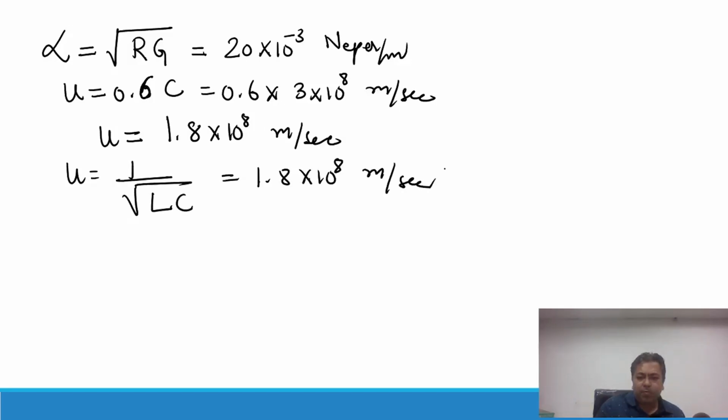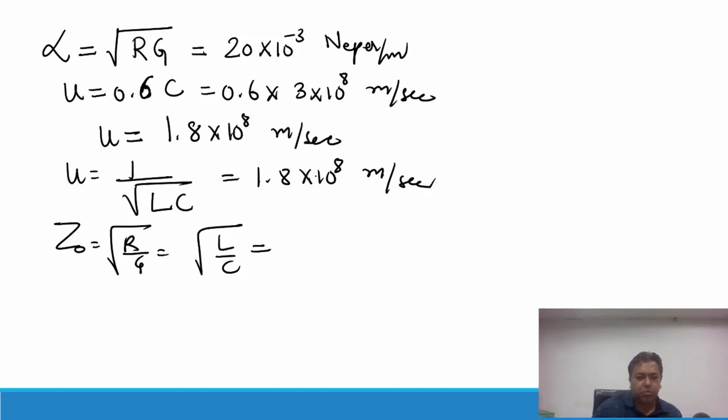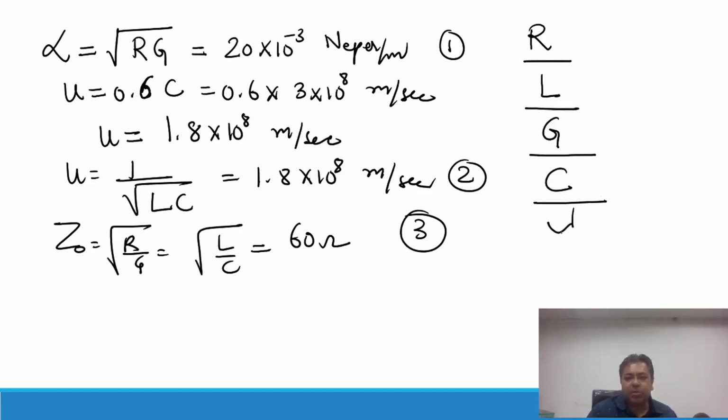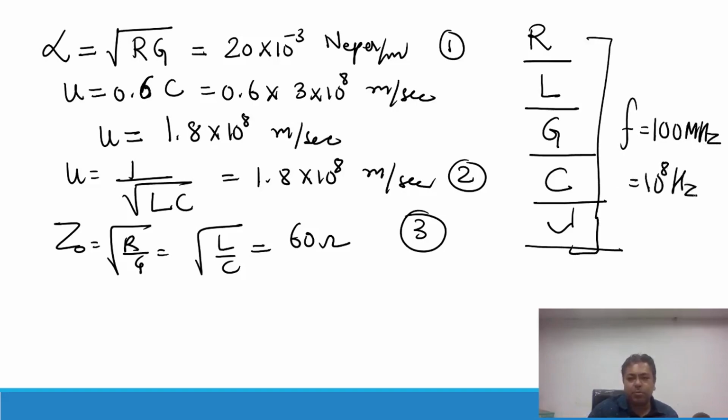One relation we already got, Z naught equal to root over R by G is equals to root over L by C is equals to 60. Okay, so let me write, this is equation number 1, this is equation number 2, and this is equation number 3. And with the help of these three fundamental equations or relations, we have to find out the various parameters of the transmission line, which are resistance, inductance, conductance of the dielectric, capacitance of the dielectric, and wavelength of the electromagnetic wave at a particular frequency, and that frequency is none other than 100 megahertz. You can better write 10 to the power 8 hertz. Okay, so come, let us see how to do it.